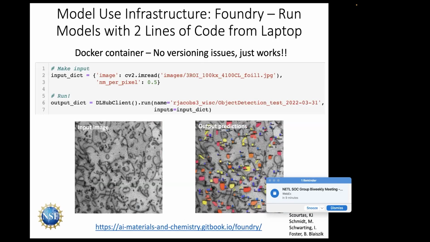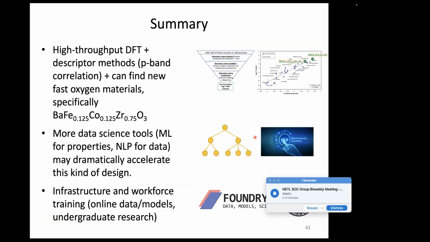Okay, let me just wrap up. I'm going to skip the last 2, which are kind of some infrastructure ideas, and just summarize and say a little bit what I think this shows. So I showed an example of using high throughput DFT and descriptors and a method to find new materials. That's a really, I think, a standard workflow now for finding new materials. We used it to find new fast oxygen materials. I think it's very powerful, can be adapted in many domains.